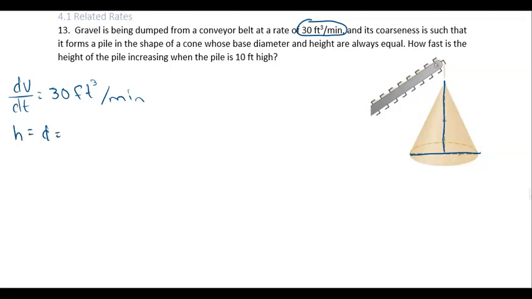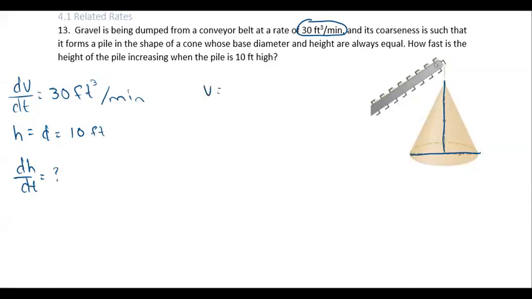And if we keep reading, look, it says, how fast is the height? That's the rate of change of the height, of the pile increasing when the pile is 10 feet high. So the height we're told is 10 feet. All right, let's see what we can do with this.